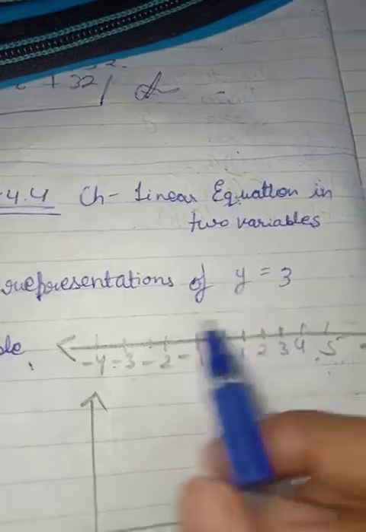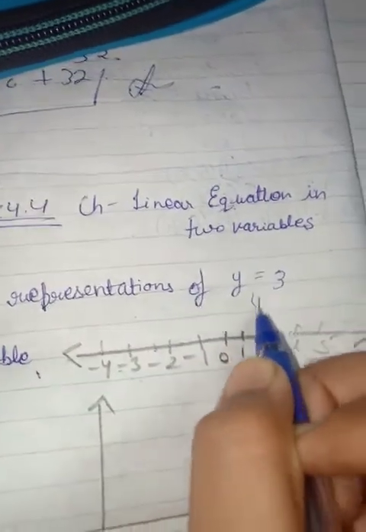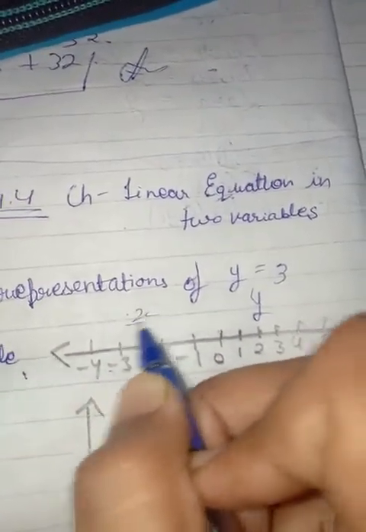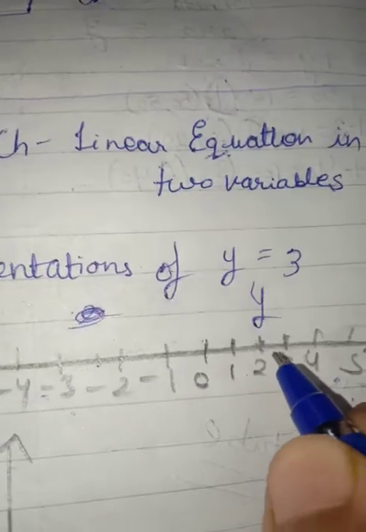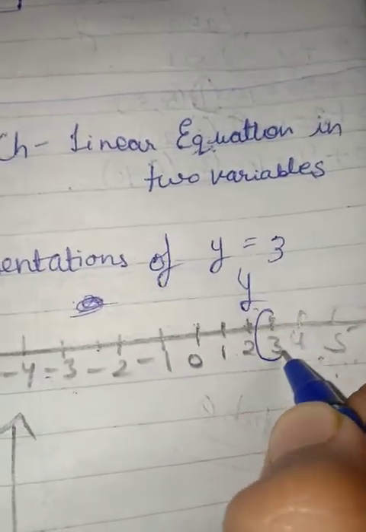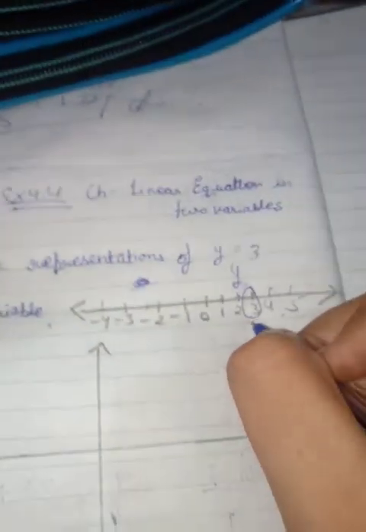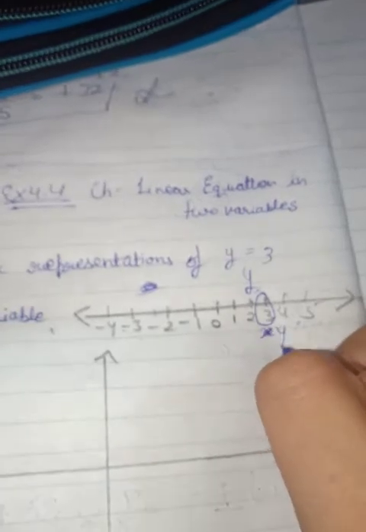Now we will consider this as y and this as x. Sorry, so y is given as 3. So this is our answer in one variable: y is equal to 3. So this is the answer.